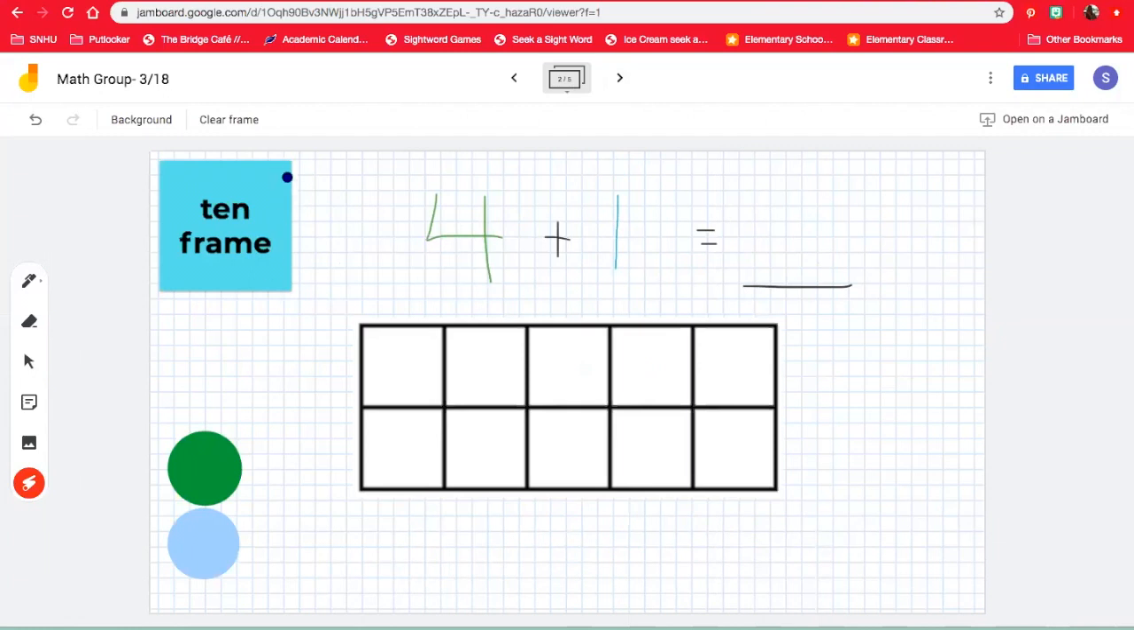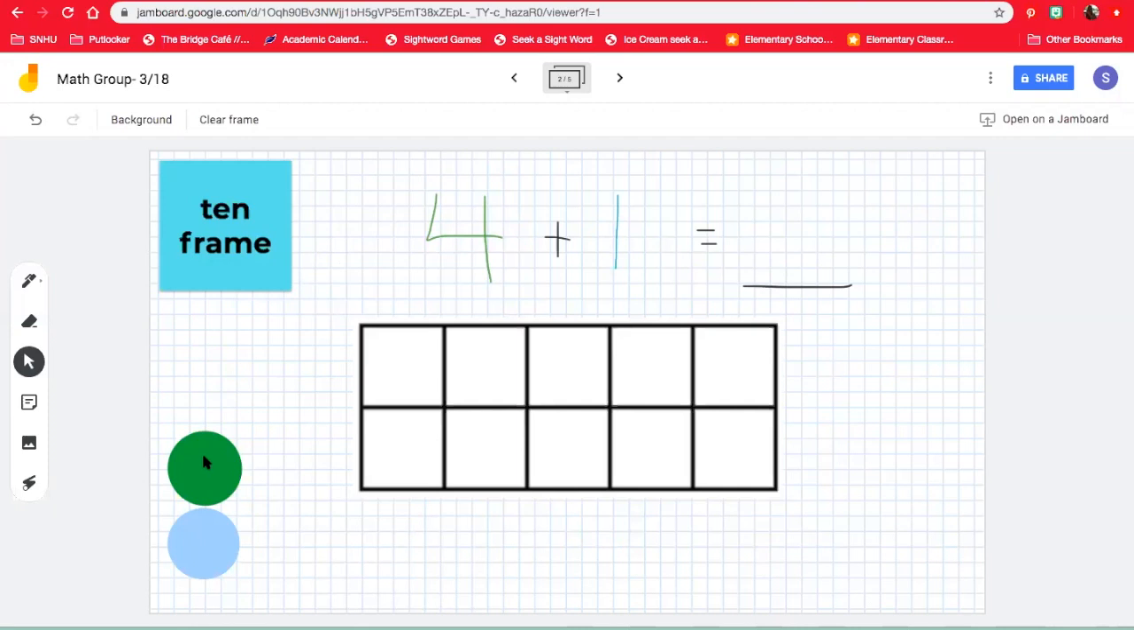So our first tool we can use is the 10 frame. I know you first graders have seen this before. Let's look at our problem. It says 4 plus 1 equals blank. I wonder what this would equal. Well, if we have our 10 frame, we can fill it out. If the 4 is green, how many green circles am I gonna need? How many? 4. You're right. Let's put 4 green circles in our 10 frame.